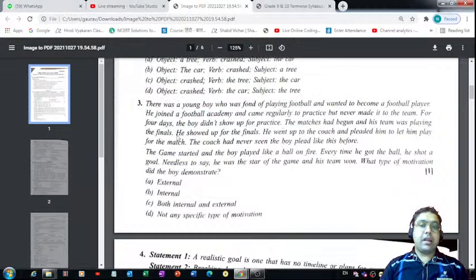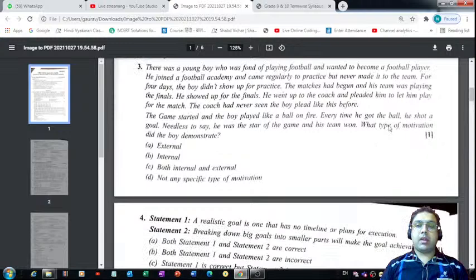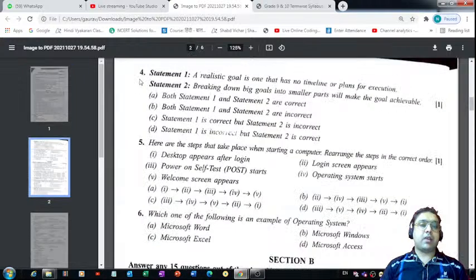So here he wants to play football because he loves to play it, right? So the correct answer of this third one is internal. He is internally motivated, right? That is what is asked over here in this last statement. What type of motivation did the boy demonstrate? So he demonstrates an internal motivation. Let's come to this fourth question.